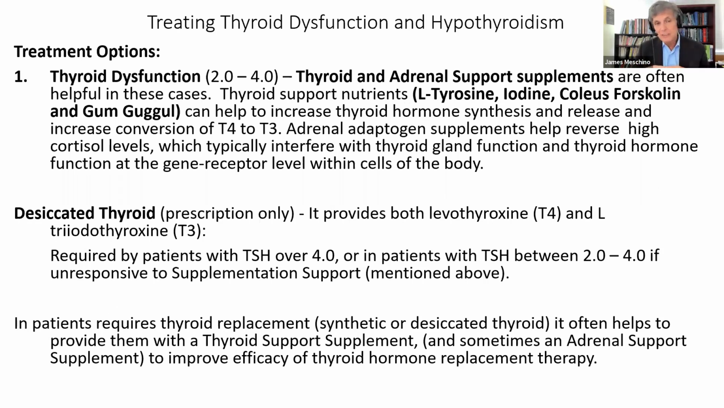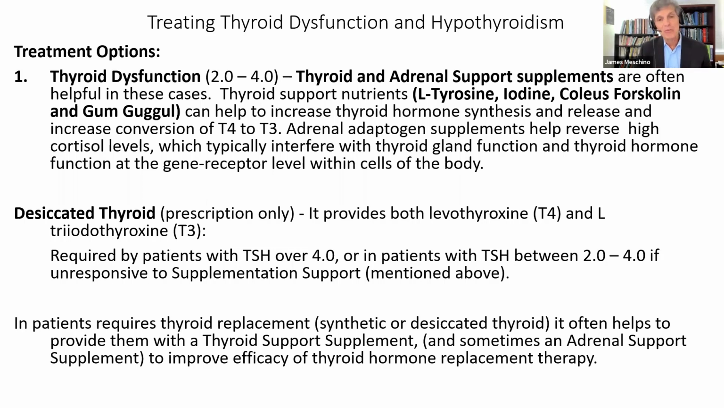So thyroid dysfunction between 2 and 4 micromoles per liter. Thyroid and adrenal support supplements are often helpful in these cases. The thyroid support nutrients of L-tyrosine, iodine, coleus forskolin, and guggul can help to increase thyroid hormone synthesis and release and increase the conversion of T4 to T3. I'm going to show you the research on that.